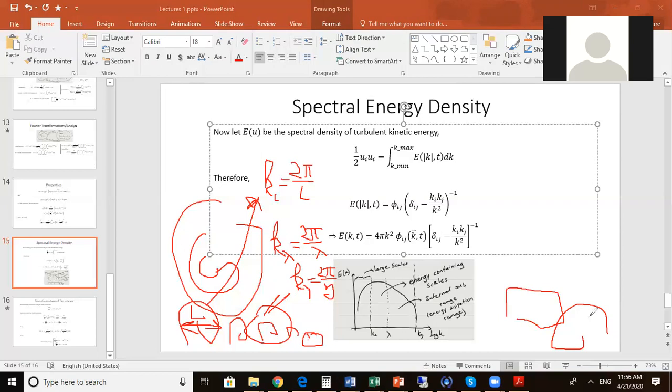So, that's the classical approach that Kolmogorov uses: your energy does not know about direction. Your energy knows only the absolute value. So it will be like this. And what is K minimal?